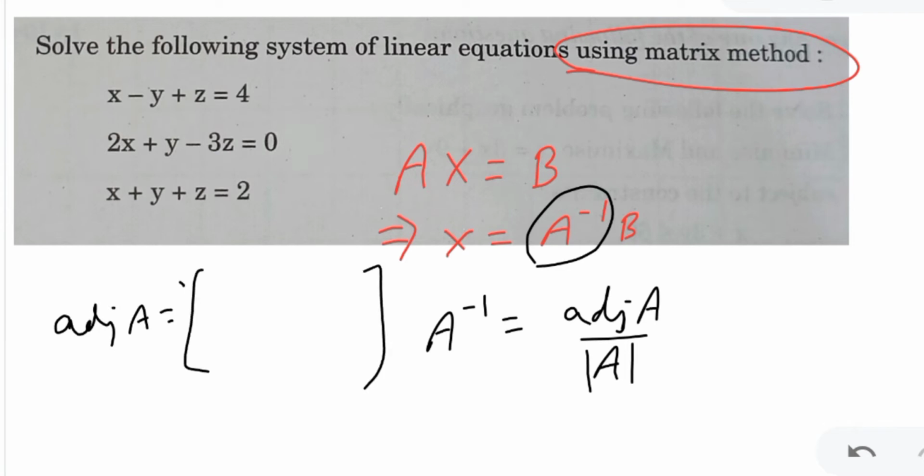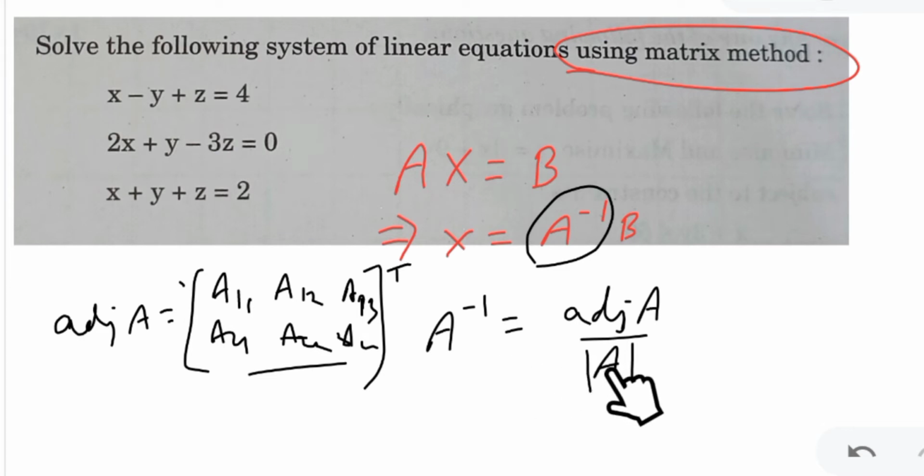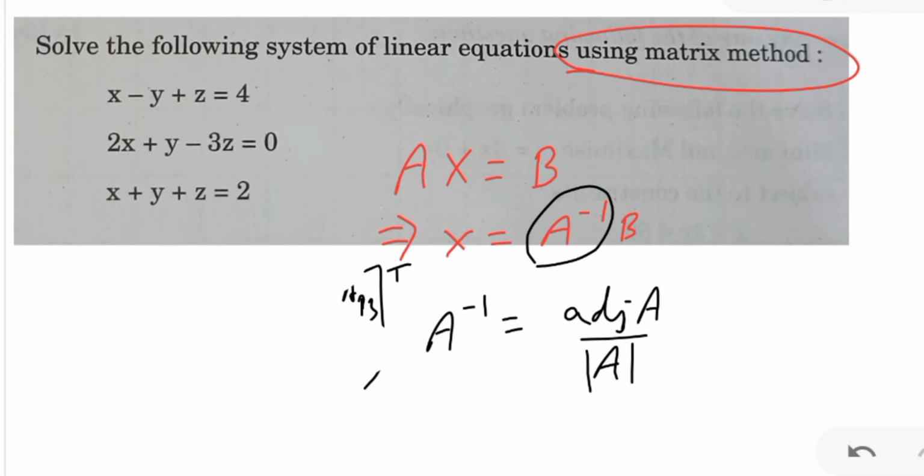the matrix of cofactors, you take a11, a12, a13, then a21, a22, a23 and so on, and take the transpose of this. This will be the adjoint. The determinant you will find very easily, and then you multiply A inverse with B. So these many steps will be involved. Obviously this is a 5-mark question, so the solution will be a little lengthy, with calculation. But this is a sure shot 5-mark question, so you should practice. When you practice 4 or 5 times, then you will understand easily.